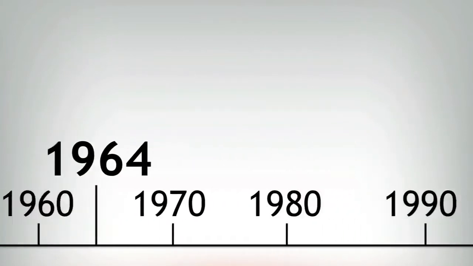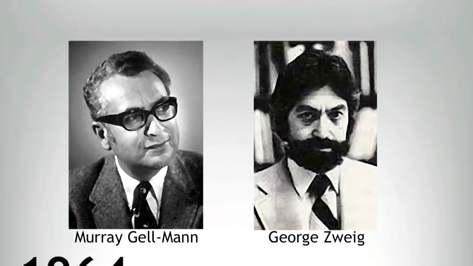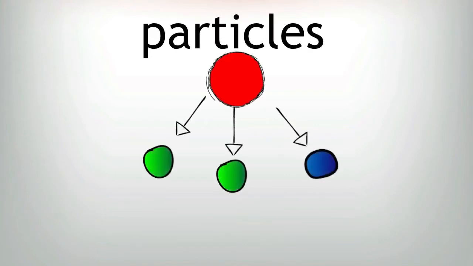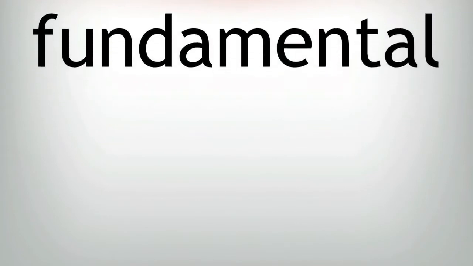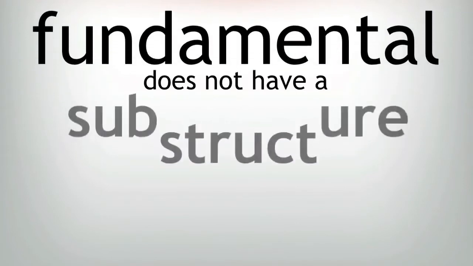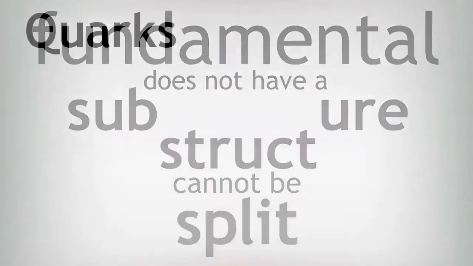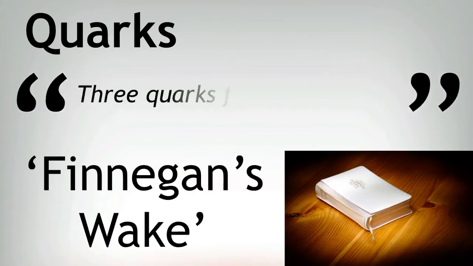In 1964, Murray Gell-Mann and George Zweig suggested that most of the known particles of the time could be explained as being combinations of three fundamental particles. Now, the term fundamental means that the particle does not have a substructure. It cannot be split. The name quarks was chosen from the James Joyce novel Finnegan's Wake. "Three quarks for Muster Mark."